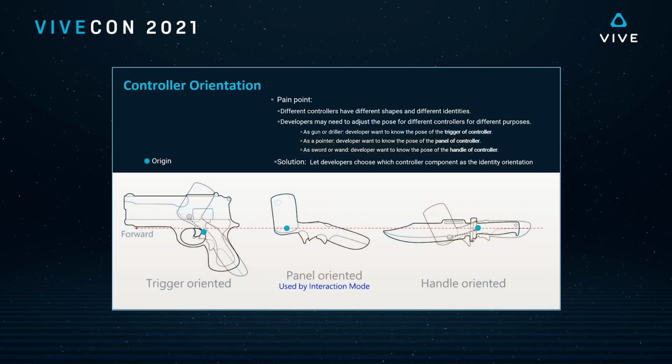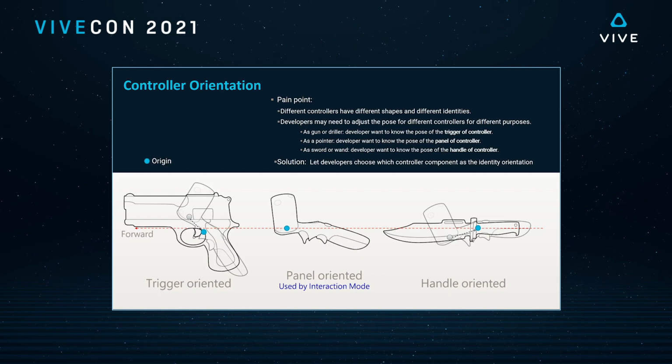We've also introduced the controller orientation feature. A known pain point that I've experienced as well is that different controllers have different shapes and different identities. So instead of manually adjusting the pose for different controllers for these different identities, you can now request the pose for these 3 common identities.